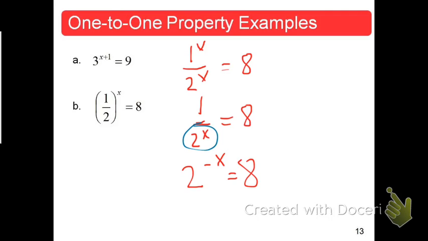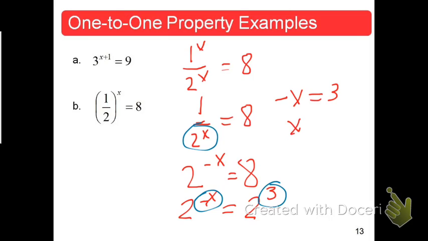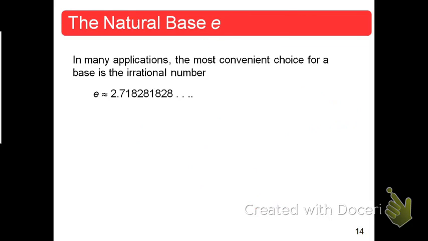And so now I can get this 8 to look like a 2, and we see 2 to the negative x is the same thing. 8 is 2 to the third power. So what does that tell us? This negative x must equal this 3. So we have negative x equal to 3, and so our x should be equal to negative 3. And you can plug it back into the original equation and see that it holds.